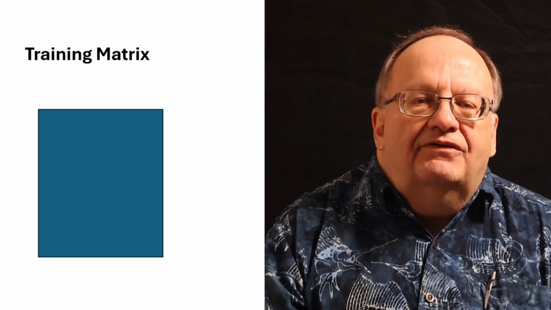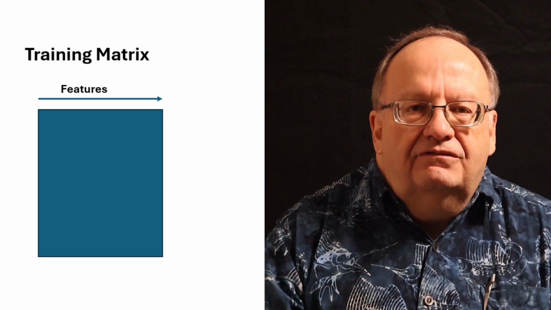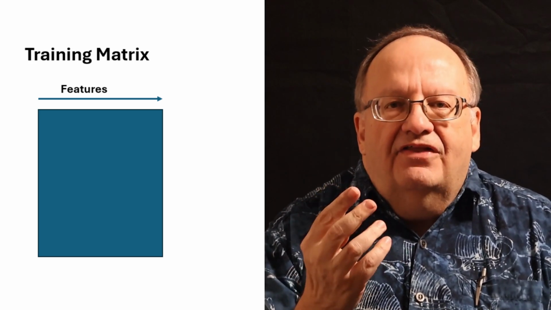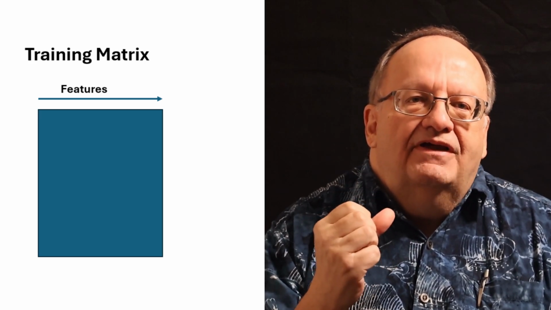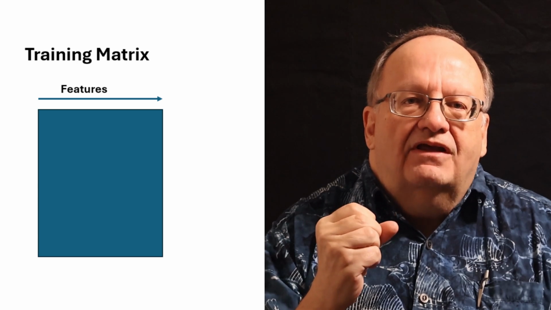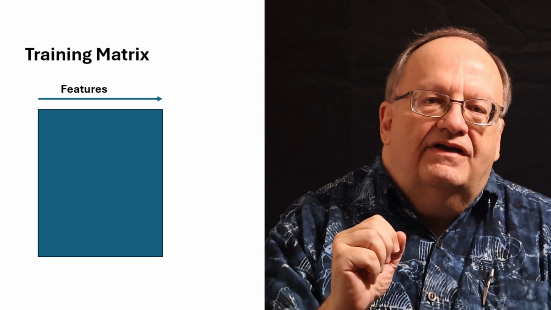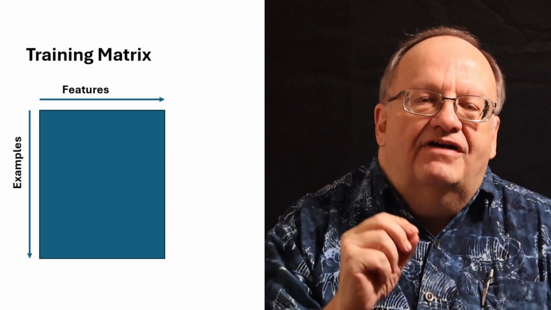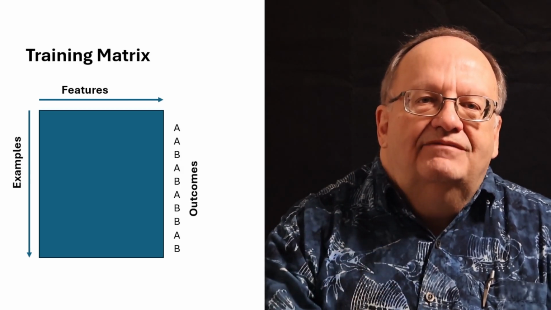Let's look at the training matrix. The training matrix has columns for every feature. They're called features in machine learning. And all of our other things, when we talk about mass spectrometry, we call them data points. Same thing, they just represent unique molecules. So we have the number of features across in the columns and the number of examples in the rows, and for every example we have an outcome. This is the decision we would like to make.